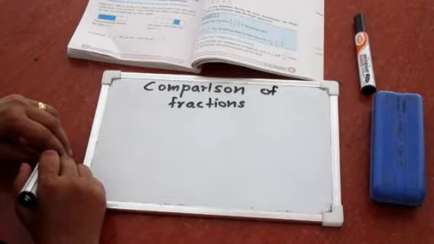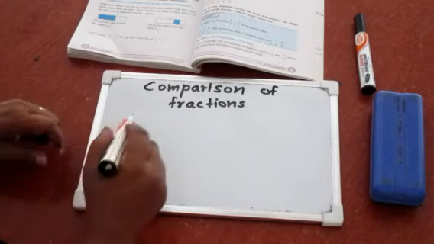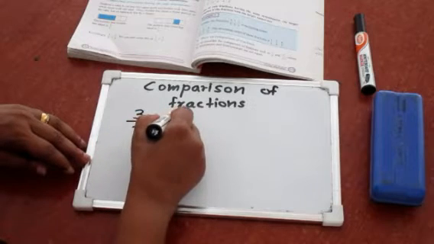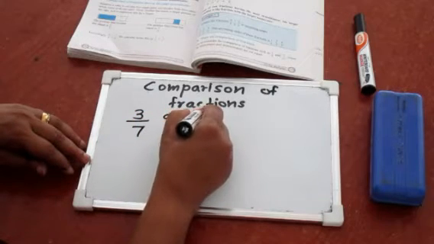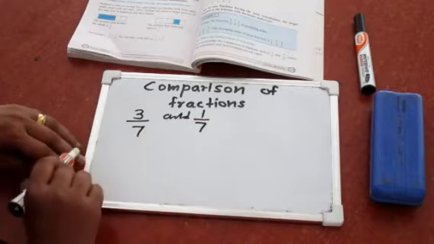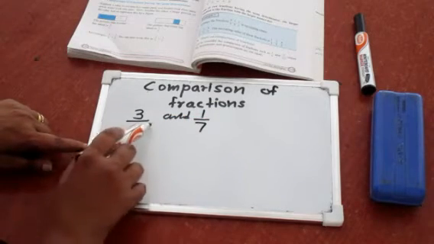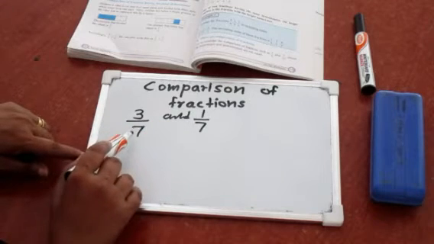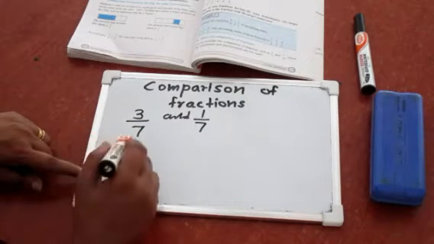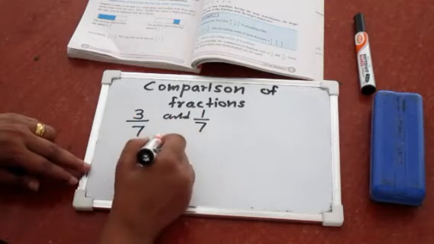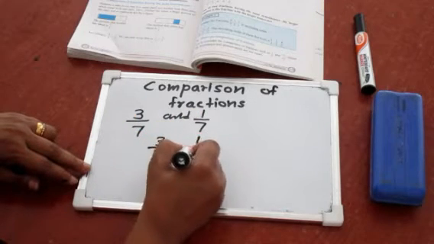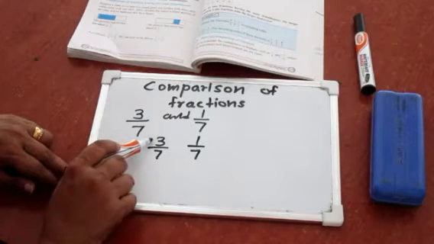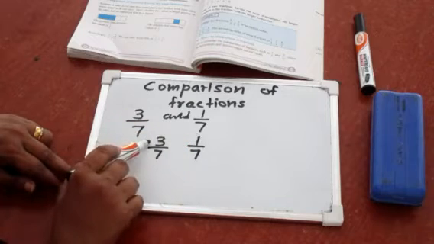Next, comparison of fractions having the same denominator. Now see this, 3 over 7 and 1 over 7. Now you can see in these fractions the denominators are equal. Therefore, these fractions are called fractions with the same denominator. Now 3 over 7 and 1 over 7, the largest fraction has the largest numerator. The largest numerator out of 3 and 1 is 3.